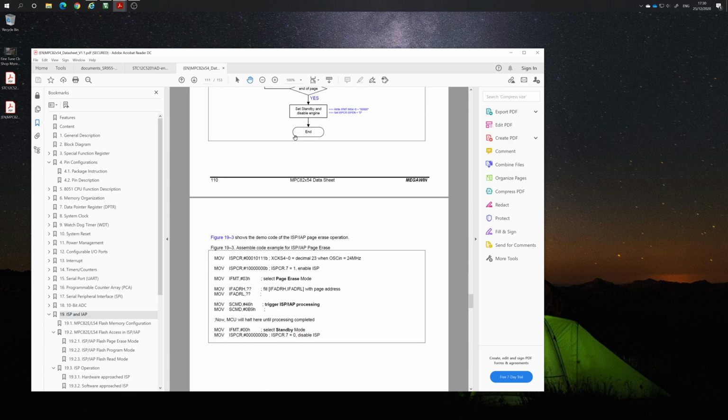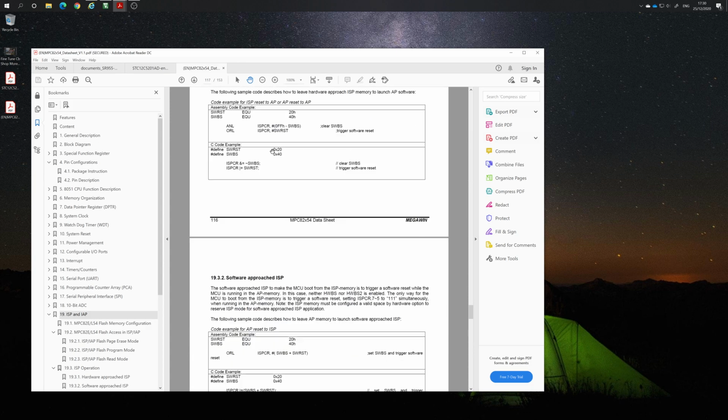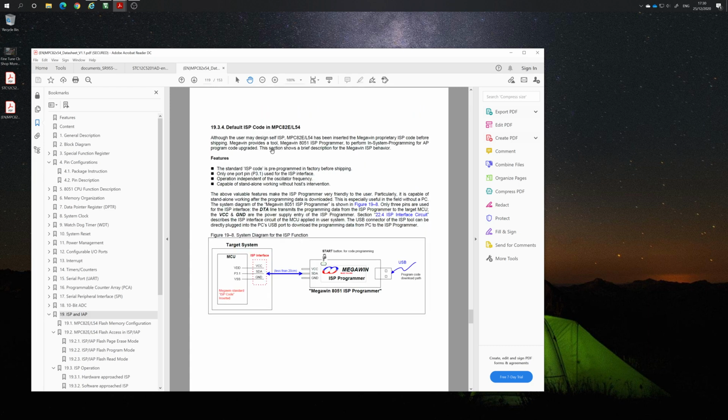So, how do they have it connected? They have anything in here other than slightly different. Slightly different, and that's the issue, because the Megawin's actually what's in the radio. And so, yeah, you have VDD, VSS, and then just P3.1.